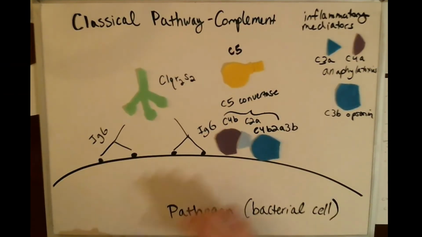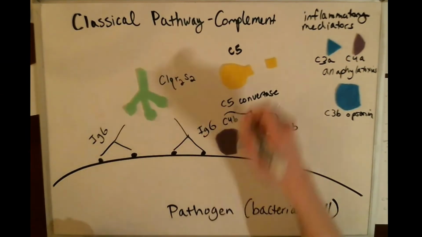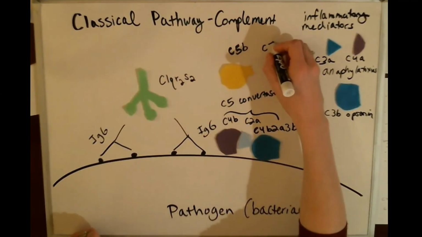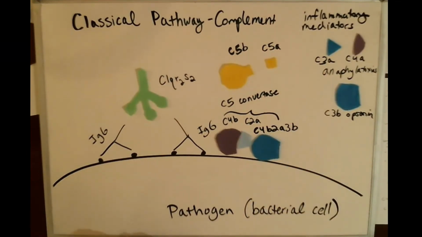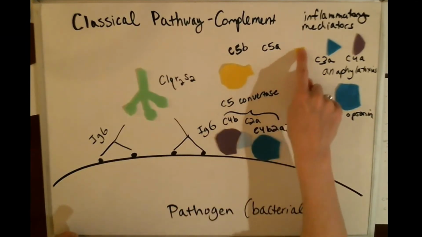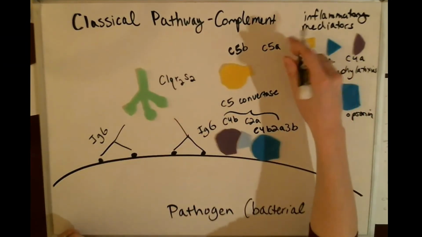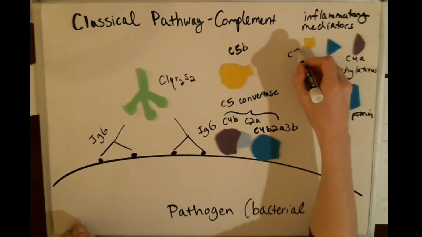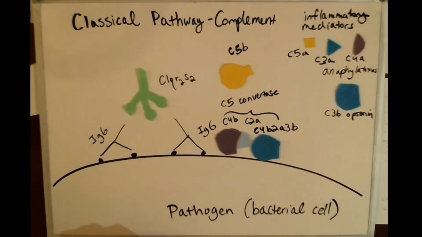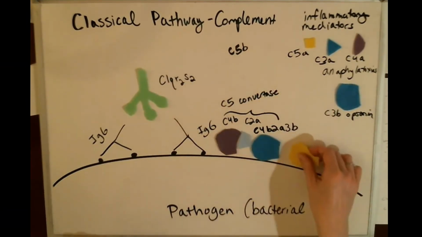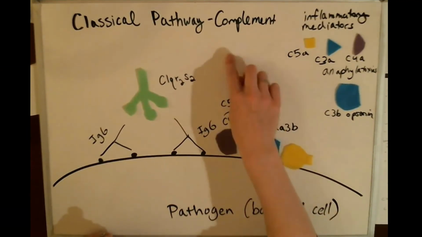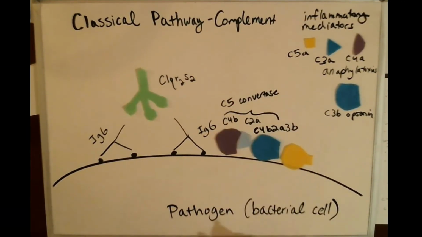And that is going to break C5 into C5b and C5a. Now C5a is another one of those inflammatory mediators, so we'll move it over here into this section. It's an anaphylatoxin. It's going to increase blood vessel permeability and help promote inflammation. C5b is actually a very important complement protein, which is going to come back down and embed itself near the membrane, or very close proximity of the membrane of the pathogen.